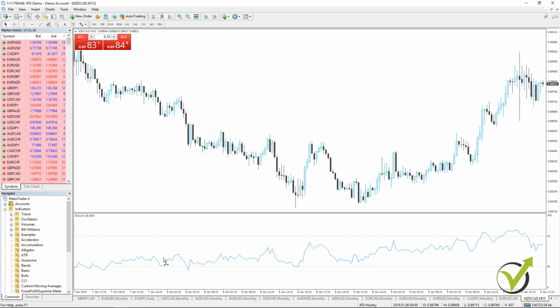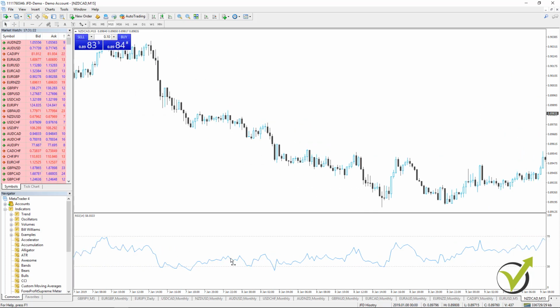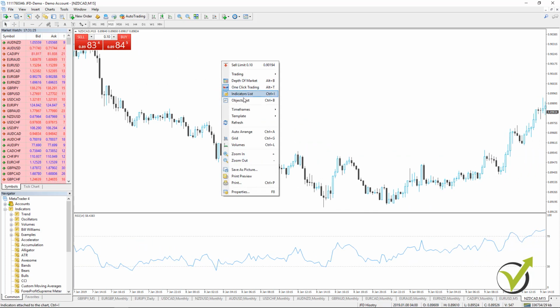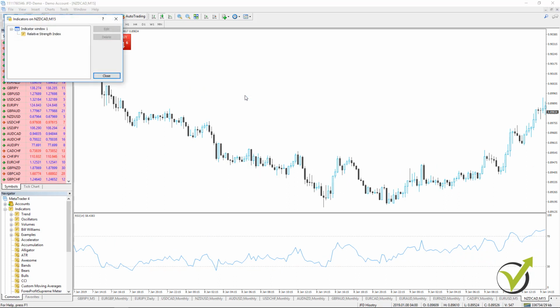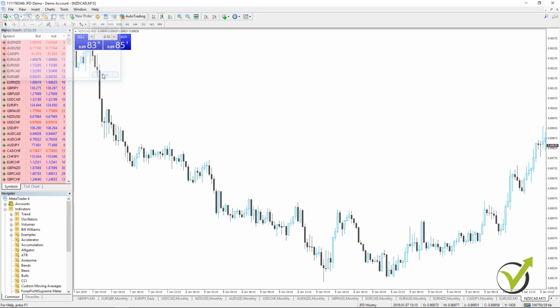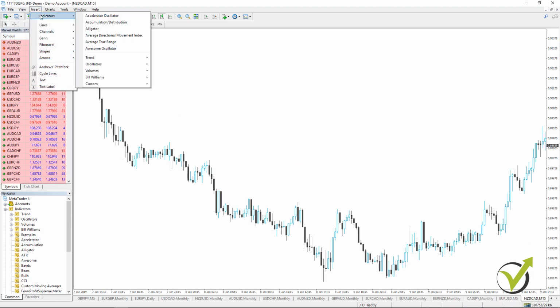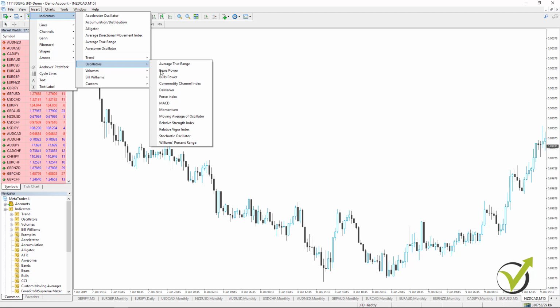Okay, so you can look as well for some patterns such as head and shoulders, double tops, triple tops, or bottoms, or whatever price patterns you are familiar with. I will close this now and I will go to the next oscillator indicator, which is called relative vigor index.